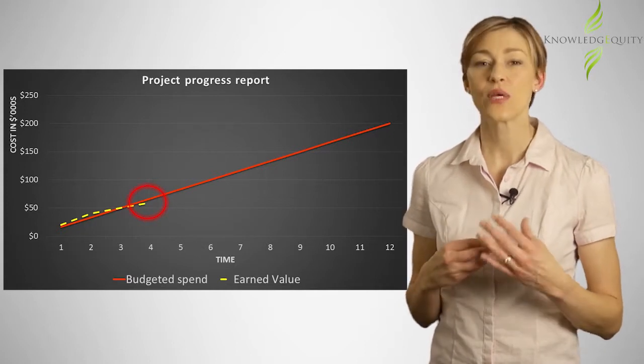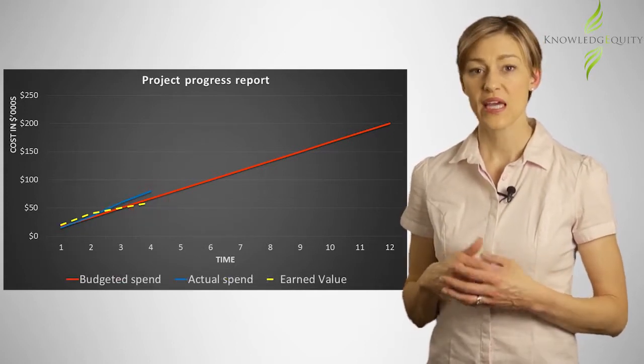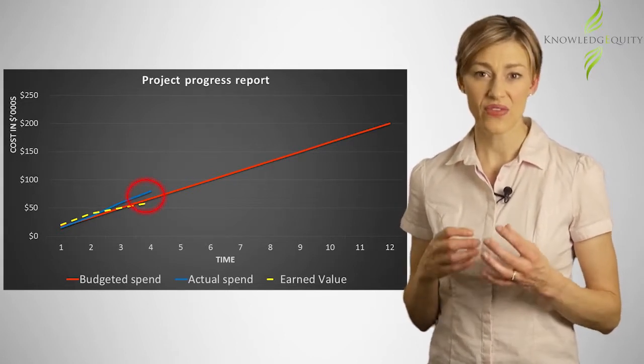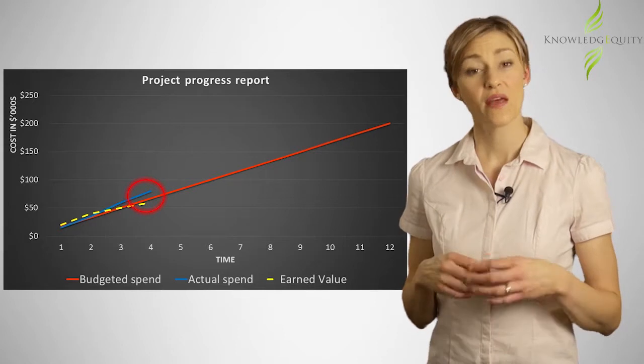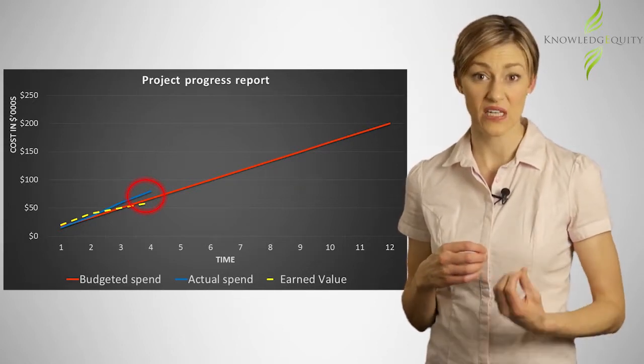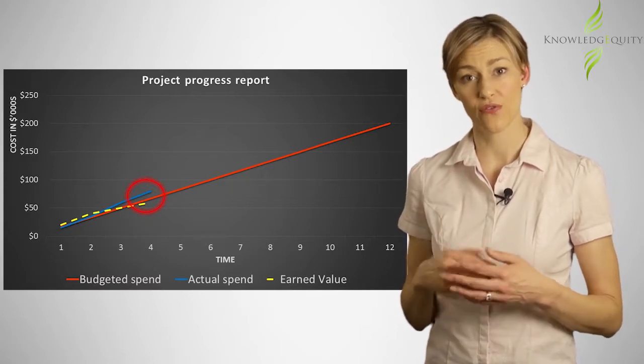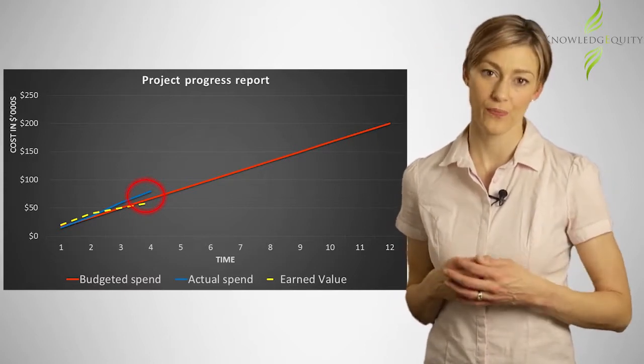And finally, we consider actual cost. In this example, actual cost is above the earned value data line, and this shows us that we are over budget. That is, that we have a negative spending variance. If the actual cost data line was below the earned value line, then we would be under budget.